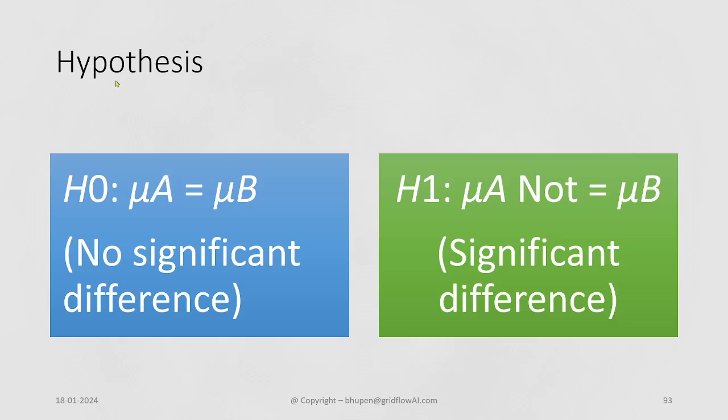Now we have something called a hypothesis here. When the means of group A and group B are the same, we say that there are no significant differences. That's called the null hypothesis. And the alternate or counter hypothesis is called H1, or sometimes HA, when the mean of A is not equal to the mean of B. That means they are different. So that's called the alternate hypothesis.